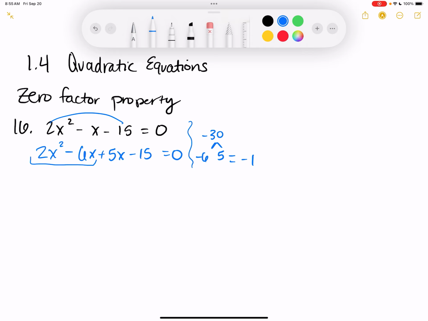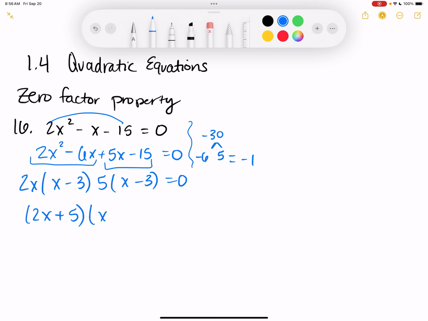So what am I taking out of these two? 2x. And what does that leave me with in there? x minus 3. What am I taking out of these two? 5. That leaves me with x minus 3. And remember, we're looking for these two things to match. So I have 2x plus 5 times x minus 3 equals 0. So now the zero factor property says take each piece and set it equal to 0.